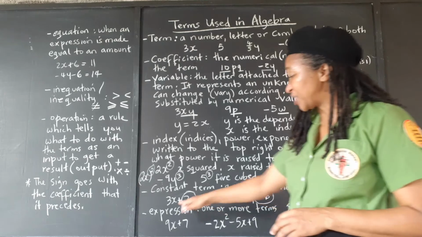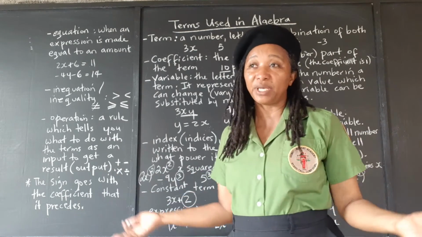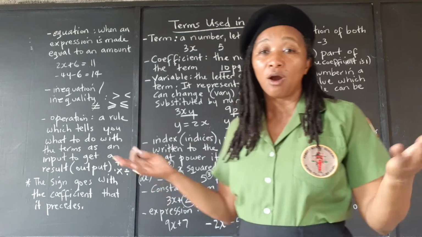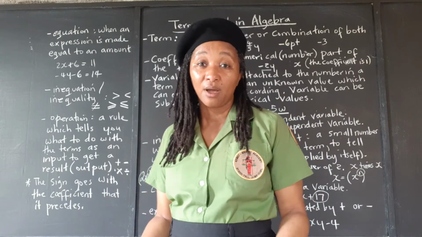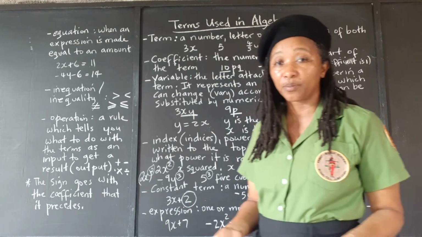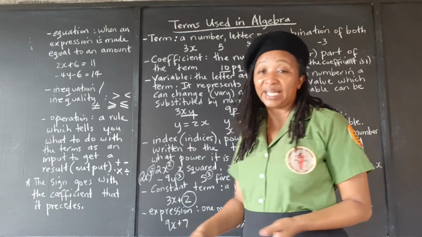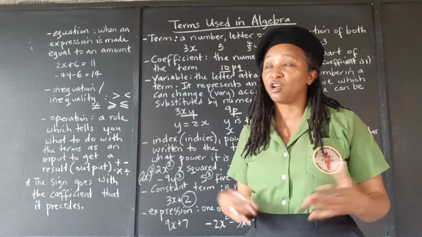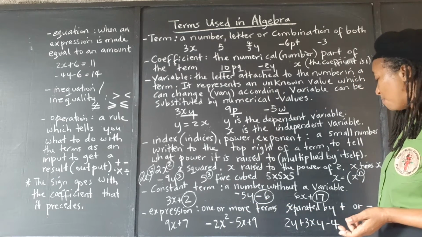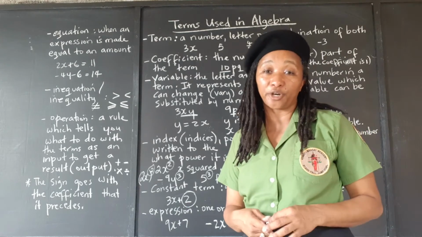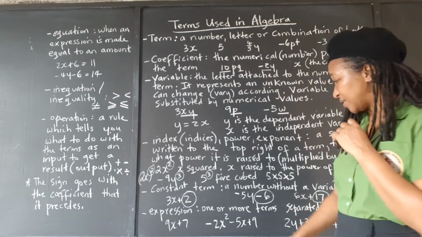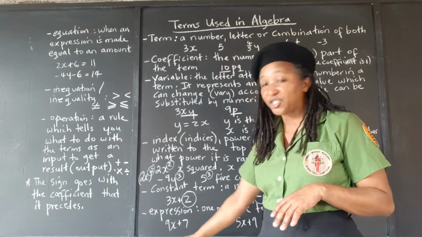Now what's an expression? To express means to just state what is. When you express yourself, you just say how you're feeling, what is happening. The expression tells us what is happening, what are we doing with the terms. So 9x plus 7, that's an expression. It's a combination of terms, and the expression is separated by plus or minus. So it's one or more terms separated by a plus sign or a minus sign. So that's an expression. It's just telling you what we do.